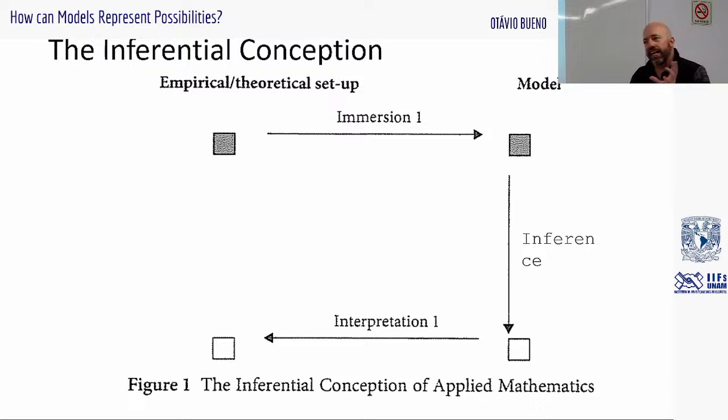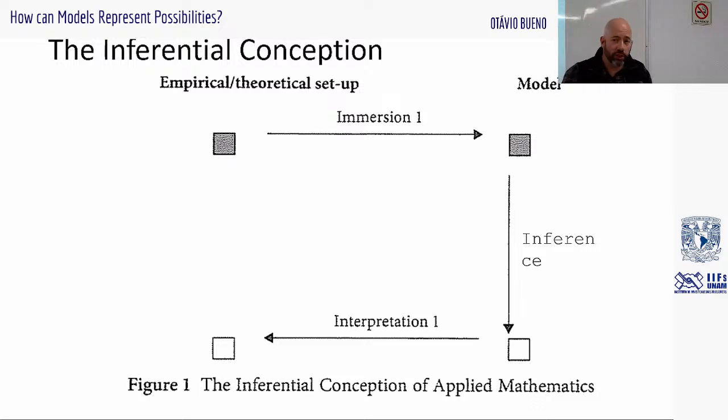And the central idea is we start with an empirical setup, something that we're trying to represent, understand, account for, and we have a certain model, typically a mathematical model. And we're going to select certain features from the empirical setup to have counterparts in the model. That's an immersion. An immersion is a mapping from bits and pieces of the world into bits and pieces of the mathematical model. Once you have that done, the model has an internal dynamics.